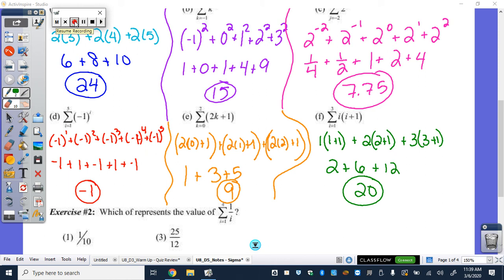So again, I know the symbol looks scary, but it's really not that bad. You're just plugging in, adding the values after you've done your plugging in there.